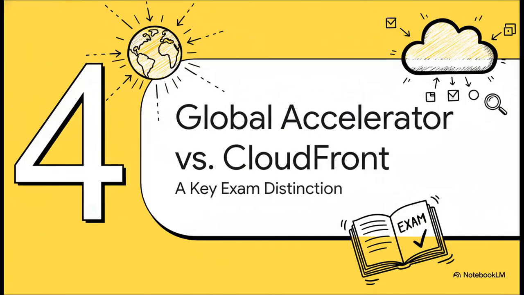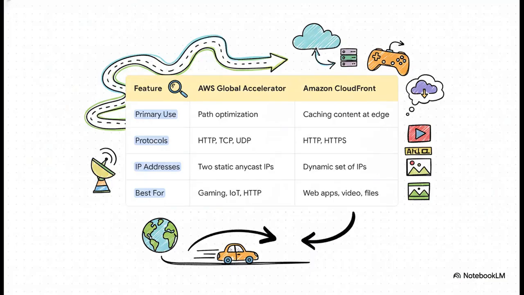All right, let's tackle one of the biggest points of confusion for pretty much everyone studying for the exam. How in the world is Global Accelerator different from Amazon CloudFront? This table spells it all out, but here's the one thing you need to remember. CloudFront is a CDN, a content delivery network. Its job is to cache your content, like videos and images, closer to your users. It's all about the what. Global Accelerator is not a CDN. Its job is to find the fastest network path for all kinds of traffic, including non-HTTP stuff like for gaming or IoT. It's all about the road you take to get there. What versus road. Got it?